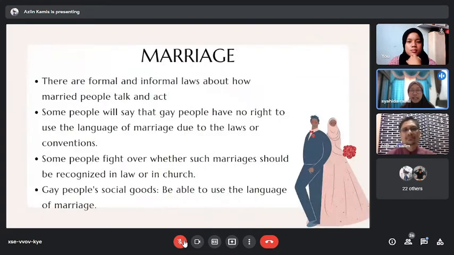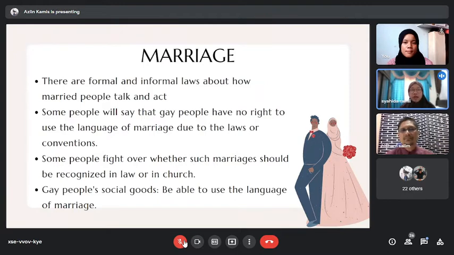This is the second example, which is marriage. Marriage is one of the common practices in our society nowadays. We hear the word marriage everywhere. Actually, there are formal and informal laws about how married people think and act. For formal, when we want to get married, we have to register under a religious institution, for example, church or pejabat agama. And for informal laws, maybe perception about how married people should talk and act.